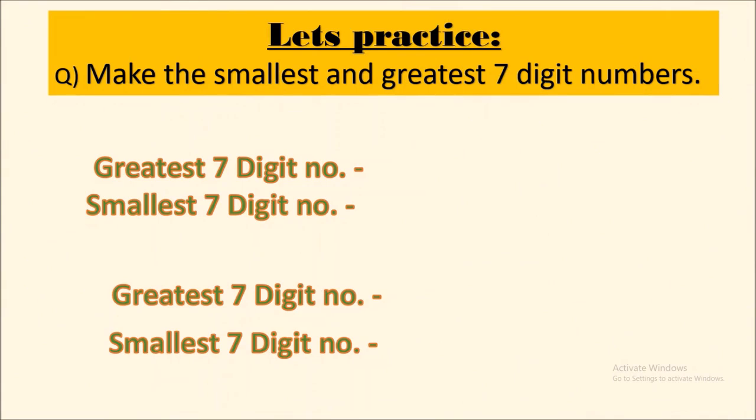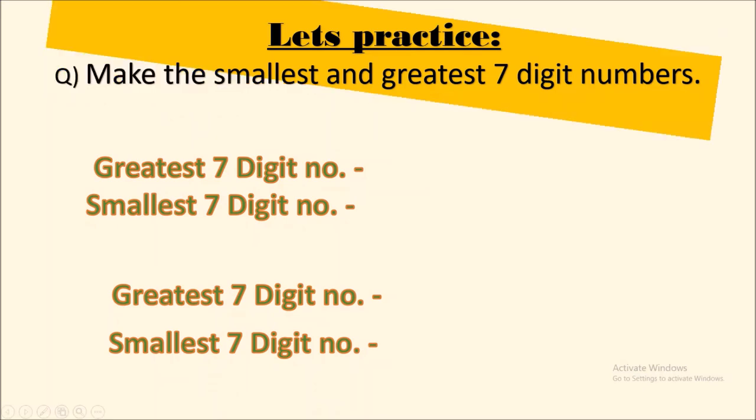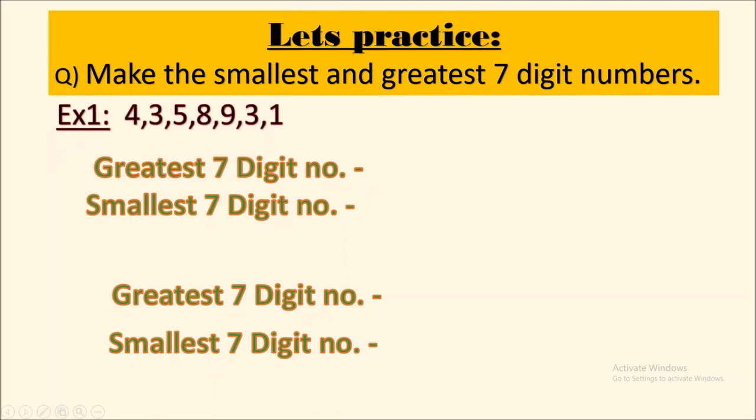Now let's practice. Dear children, we have to make the smallest and the greatest 7-digit number. We already know how to make it. To form the greatest number, we have to arrange the digits in the descending order, and to form the smallest number, we have to arrange the digits in the ascending order. Here we have the question. The digits given are 4, 3, 5, 8, 9, 3 and 1. The 3 is there 2 times, that's not a problem. We just have to arrange it in the descending order to form the greatest number.